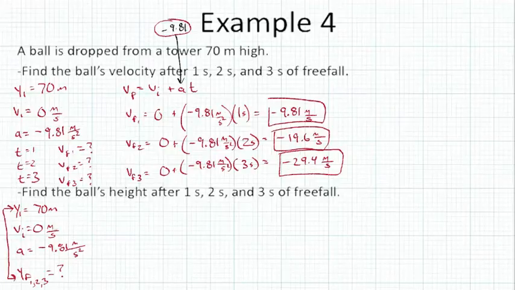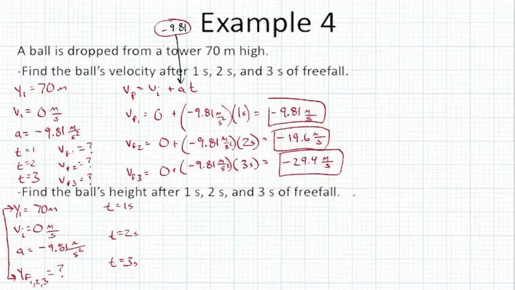Delta y, we're also going to be able to use initial velocity, because we have that, and we have our acceleration as well. And we also have time as well. We've got t equals 1, t equals 2, and t equals 3. So the question is, what is the position at t equals 1 second, 2 seconds, and 3 seconds? We need to calculate those three.